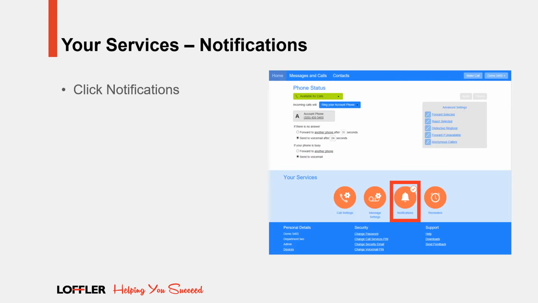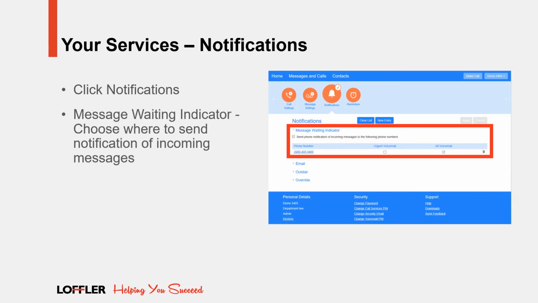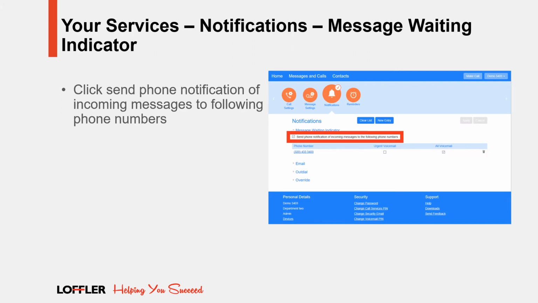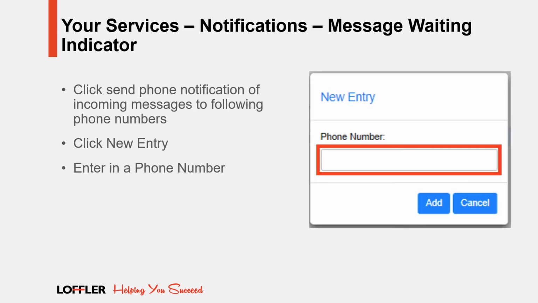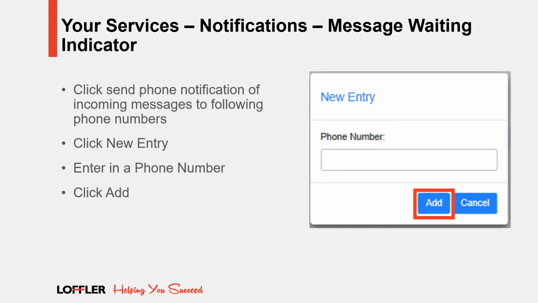To change the default way you are notified about messages, click Notifications. Under the tab Message Waiting Indicator, choose where to send notification of incoming messages. To change where notifications are sent, click Send Phone Notification of Incoming Message to the following phone numbers. Click New Entry. Enter in a phone number and click Add.